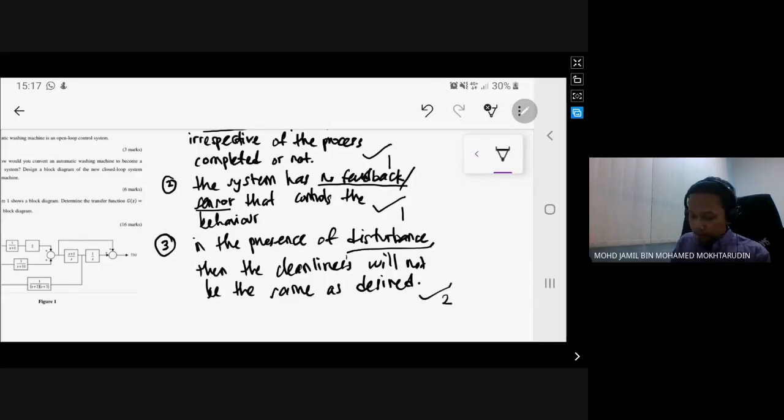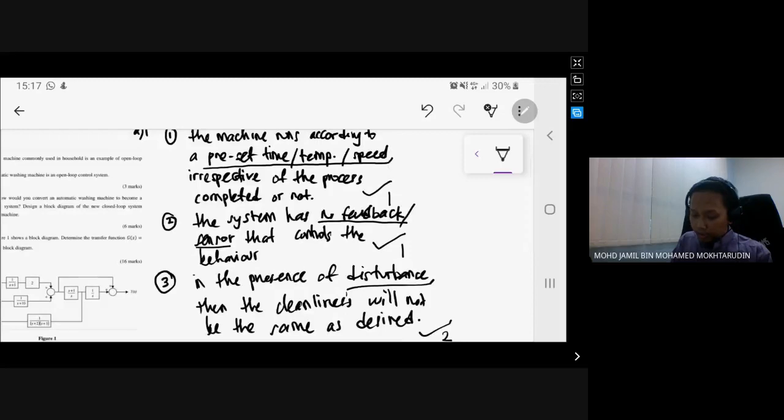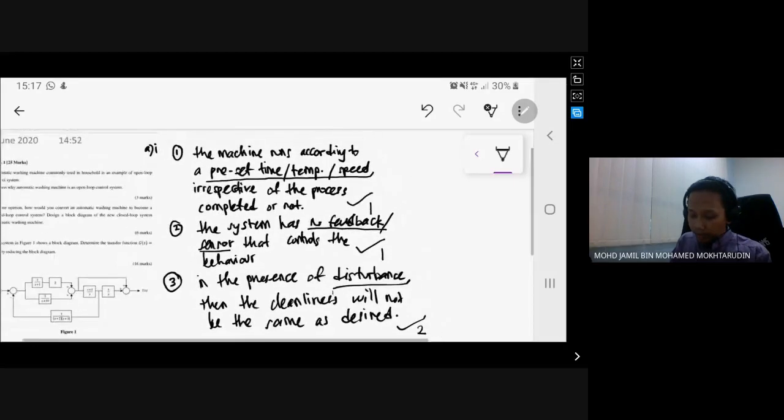Okay, so maximum marks is 3 marks only. So if you have point number 1 and point number 2, you get 2 marks only. So if you have all the points, you get 3 marks. Okay.